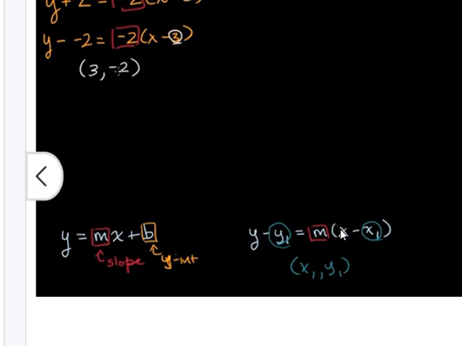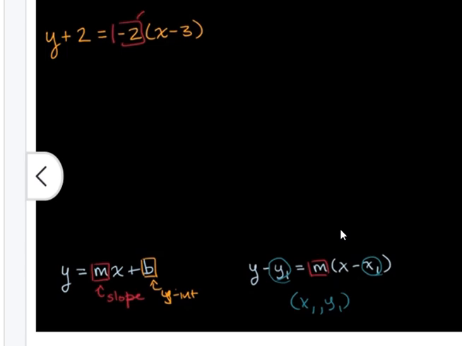It's not the y-intercept, but it's a point on the line, and we know the slope is negative 2. Now, another way to approach this is to just manipulate it so that we get into slope-intercept form. So let's do that.